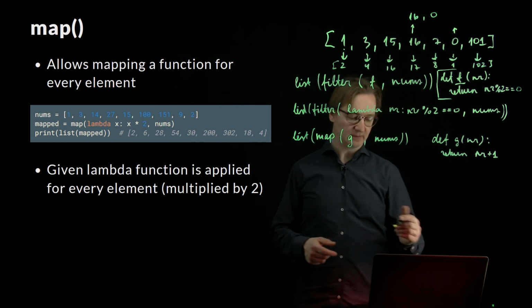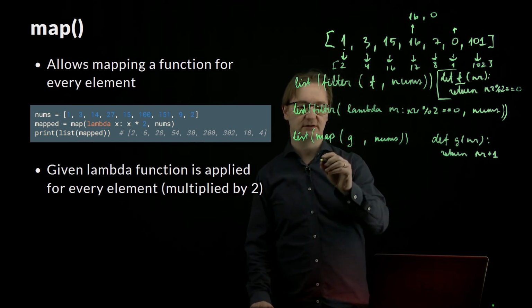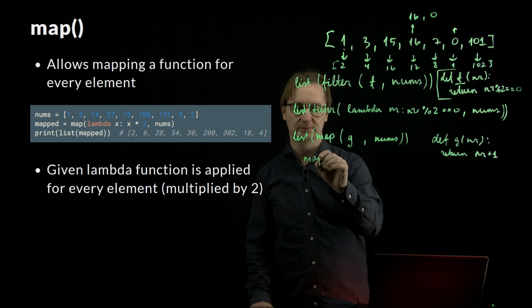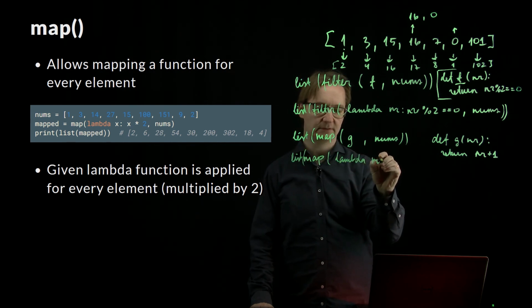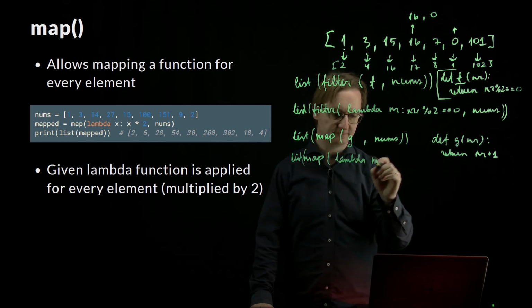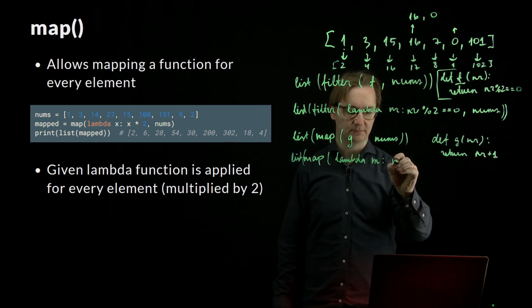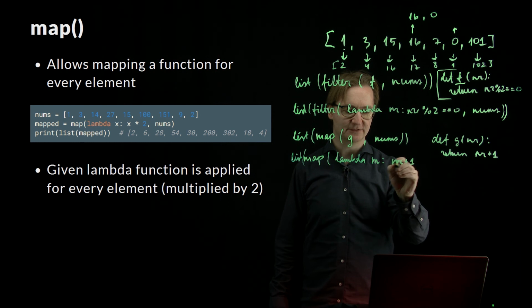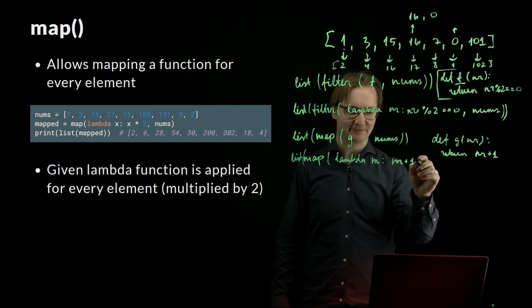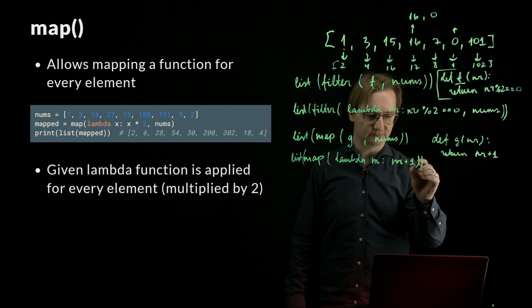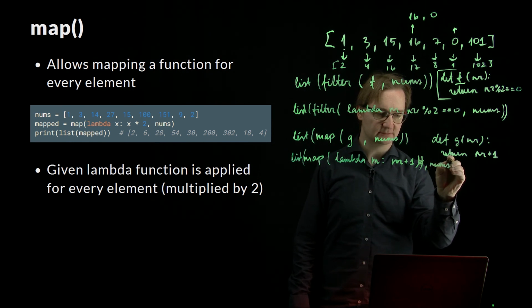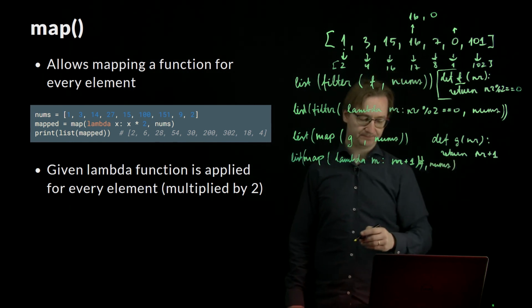And in my example, I multiply every element by 2. Again, I can write it with lambda: list, map. Now I write lambda number, and I do number plus 1 here. Whatever this variable is, it's the same. Let's say it's number or m or whatever. And I forgot there should be nums, the list where I apply this lambda or this function.